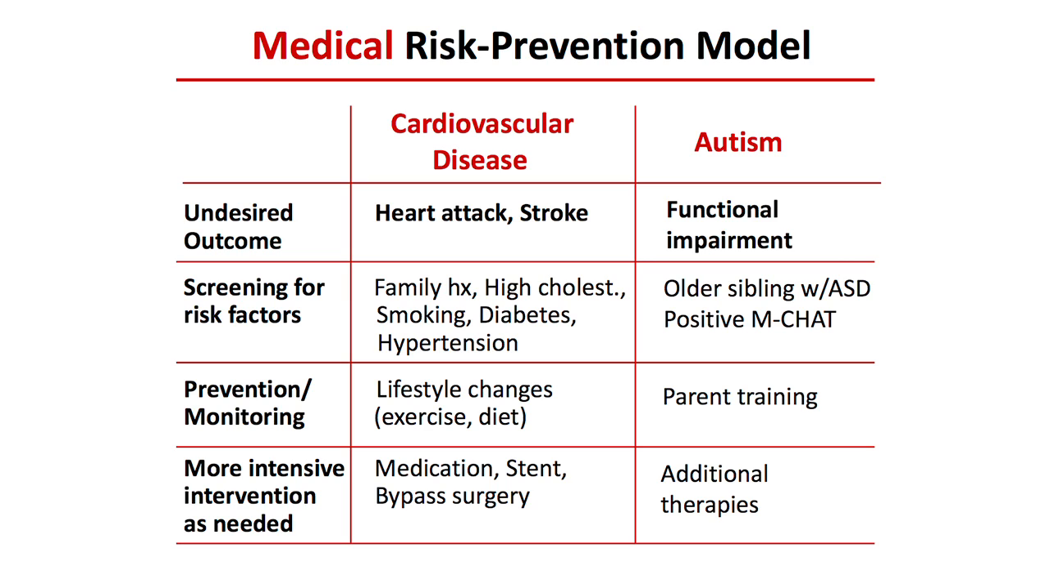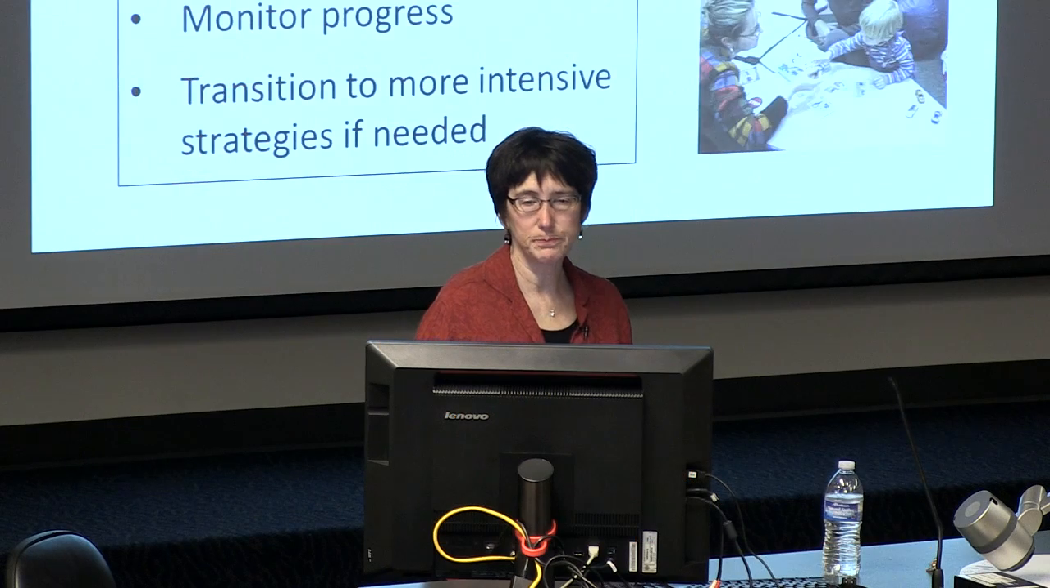And then you can think of autism in a similar way. So we want to prevent functional impairment. Risk factors can be failing a screening measure, or it could be having an older sibling with autism. We can do some preventive things in the community or by teaching parents how to do certain things to foster social and communication development during everyday routines. And then providing more intensive therapies or intervention as needed.